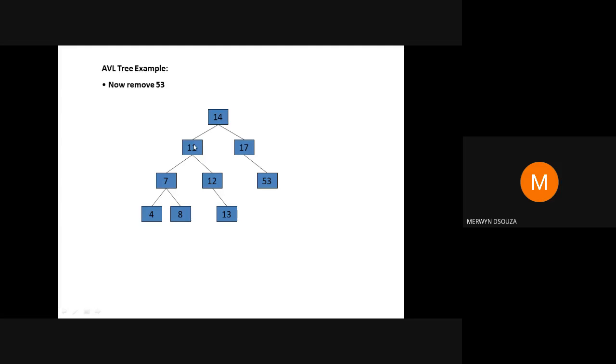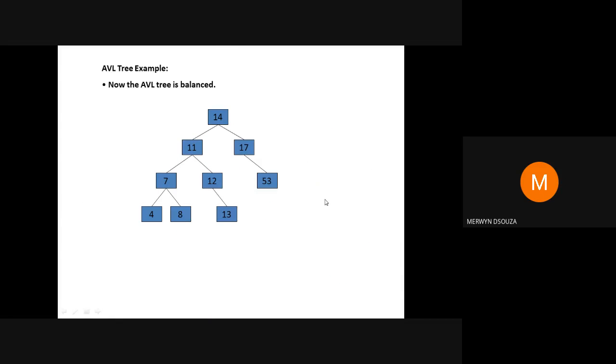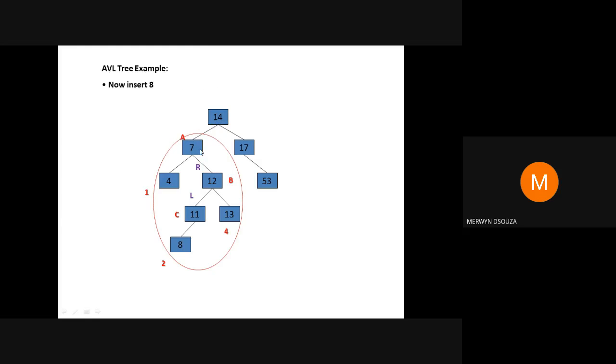You can check it out here later. It will be C, A, B with 1, 2 and 4. Once you have balanced it, you connect it to the rest of the nodes. 7 was connected to 14, so once you have done this balancing, you connect it back to the left side of 14.